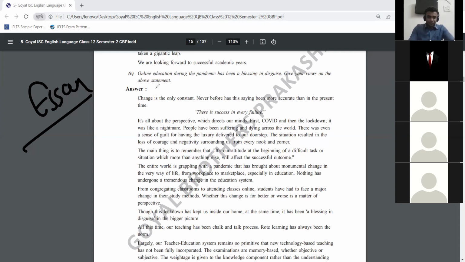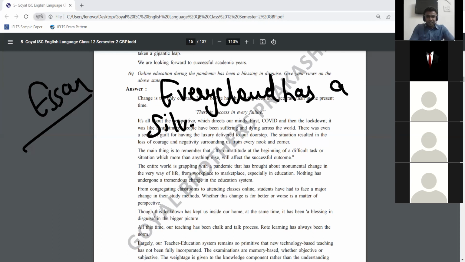Yes, tell me. Sir, every cloud has a silver lining. Every cloud has a silver lining is a very easy phrase. Navjot Singh Sidhu has used such a phrase several times. Every cloud has a silver lining. Can anyone tell me what is the meaning of this?